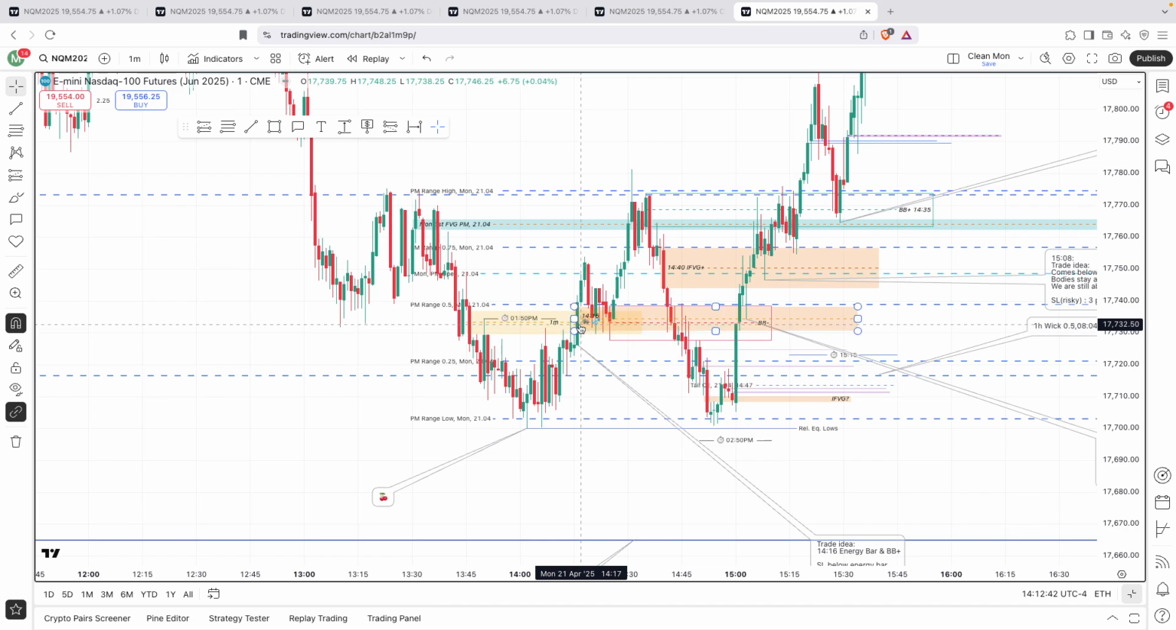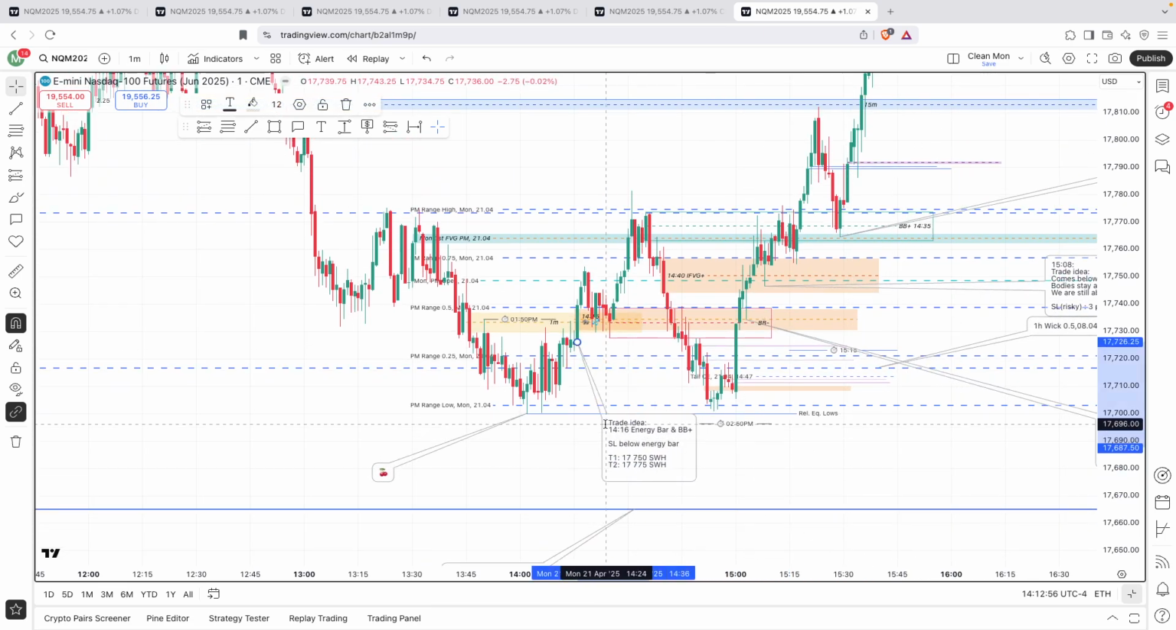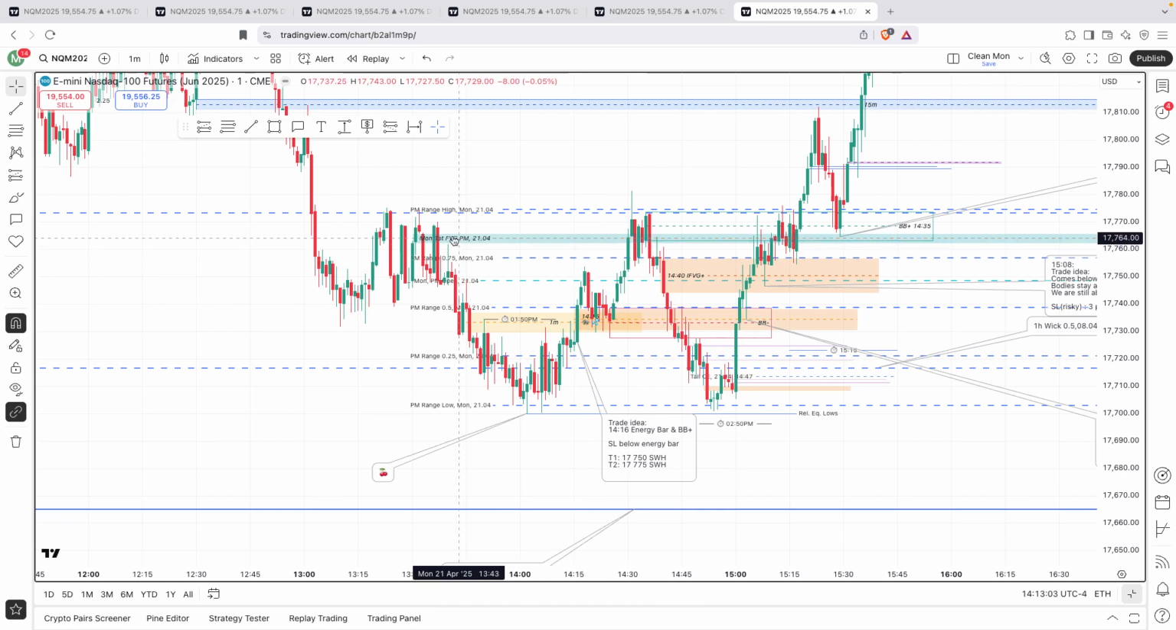And here we have a sign. We have a 14:45 fair value gap. And here you can frame a trade setup. Since we have this fair value gap, the entry can be here. The stop loss has to be below this energy bar, so over here, and you would target this swing high, and then you target this swing high. So let's see how this one would look on a paper trading micro account.